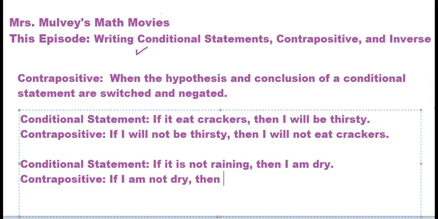My hypothesis of it is not raining becomes the conclusion, but I negate it, and in this way I need to negate it by removing the not. Then it is raining. So I made it the opposite in meaning. That's what really negating means, making it the opposite in meaning. And so I switched the order and I negated each one. So my conditional statement was, if it's not raining, then I am dry. My contrapositive is, if I am not dry, then it is raining.